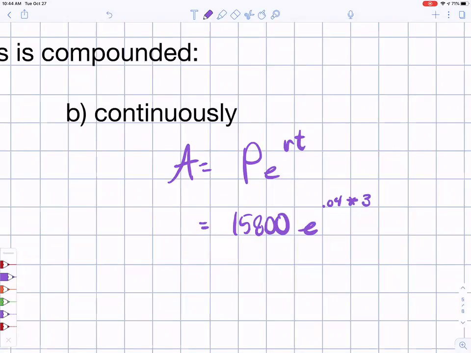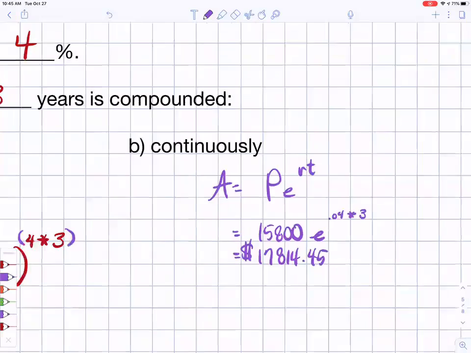Okay, so again, you can type it in exactly the way you see it. The tip I would give is put one set of parentheses around the whole entire power. Okay, so 15,800, use your E button, 0.04 times 3. And what do you get this time? 44 cents? 45 cents.